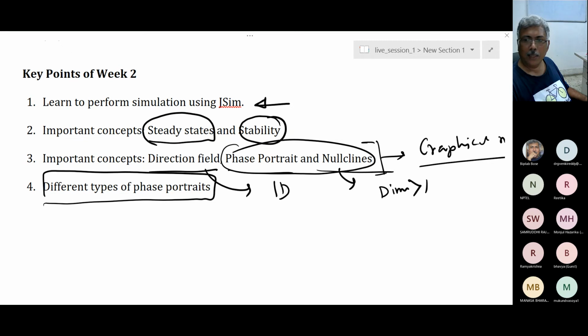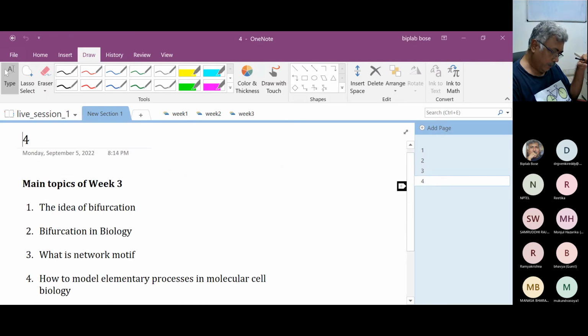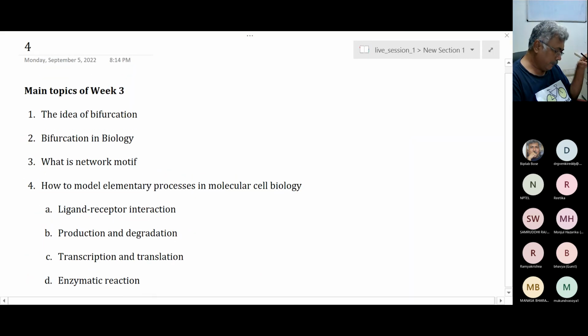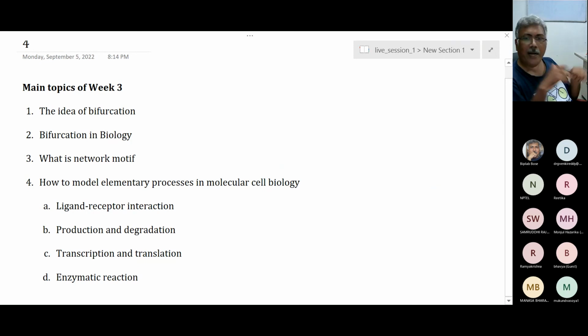Okay, so what I will do now, I will move to the third week, this week's lectures and the key point that you should focus upon. In third week, we have introduced a concept called bifurcation, and it is very critical in understanding many exotic behaviors in biology. You must have heard of systems biology. The idea of bifurcation is extensively used in different aspects of systems biology.